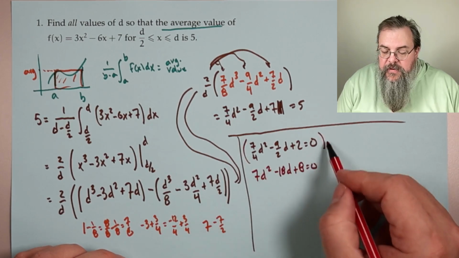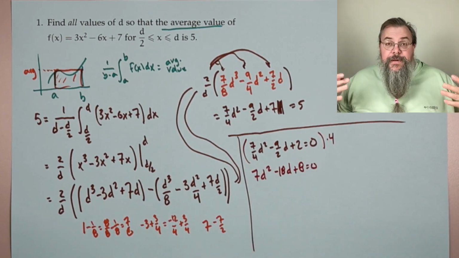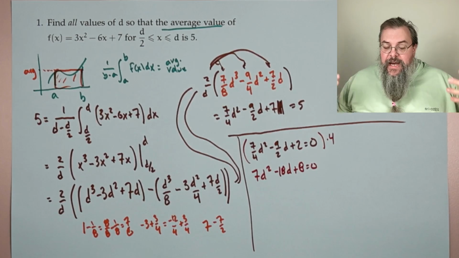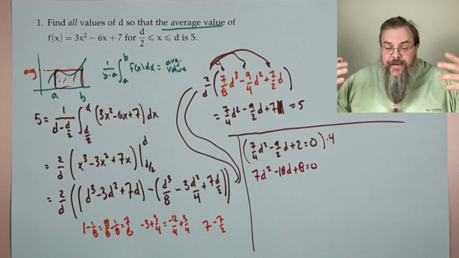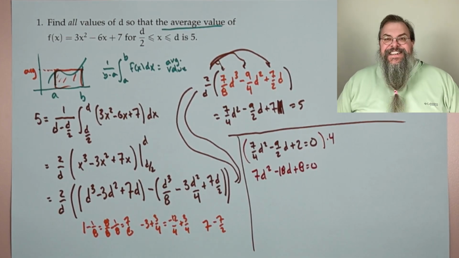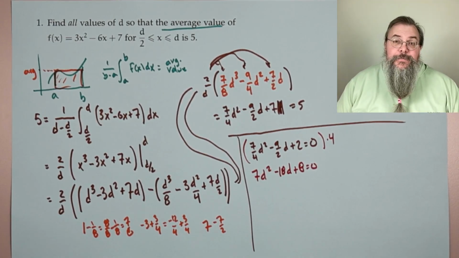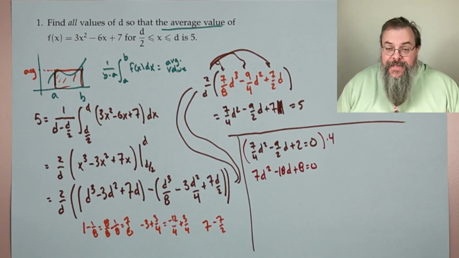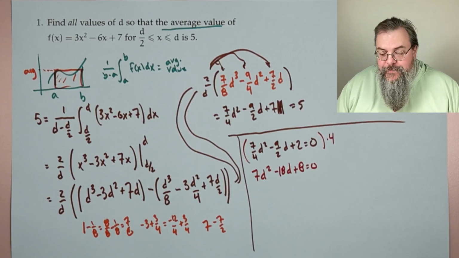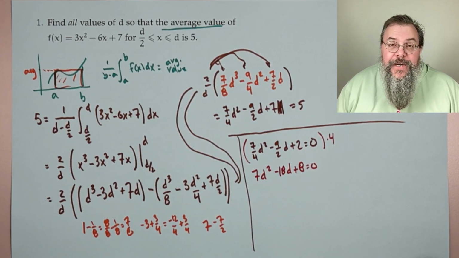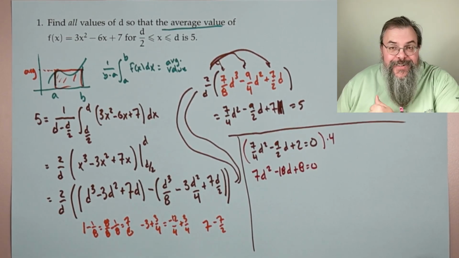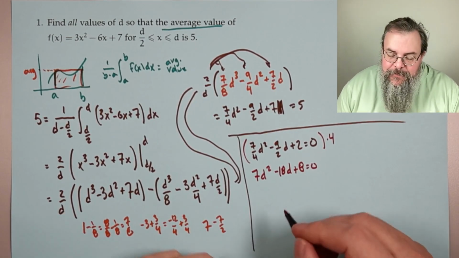All right, so we multiplied everything by 4, so we don't have any fractions. And we look at that and say, aha, I don't know how that factors. That happens. Well, if we don't know how something factors, then what? Well, we always have the quadratic formula, right? Okay, so let's do the quadratic formula.